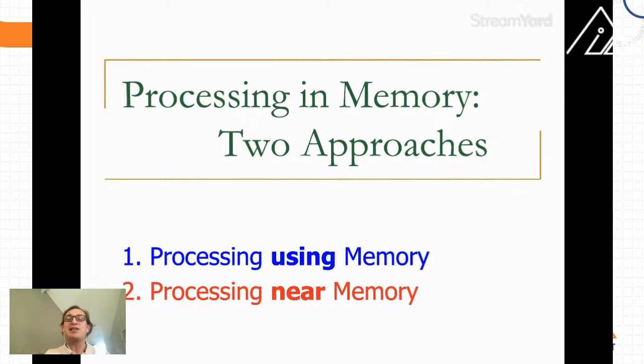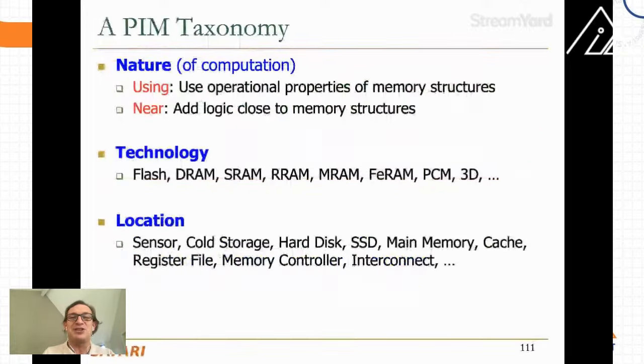In the end, processing using memory, in my opinion, is actually a lot more efficient than processing near memory. However, it may be limited in what kind of operations it can do. In the end, I believe these two paradigms, processing using memory and processing near memory, need to be combined together so that we can actually design a much more efficient system going into the future. And hopefully there will be works that look at combining these paradigms together in different ways. So it's a big world out there where you can actually have a lot of impact with a lot of interesting research.